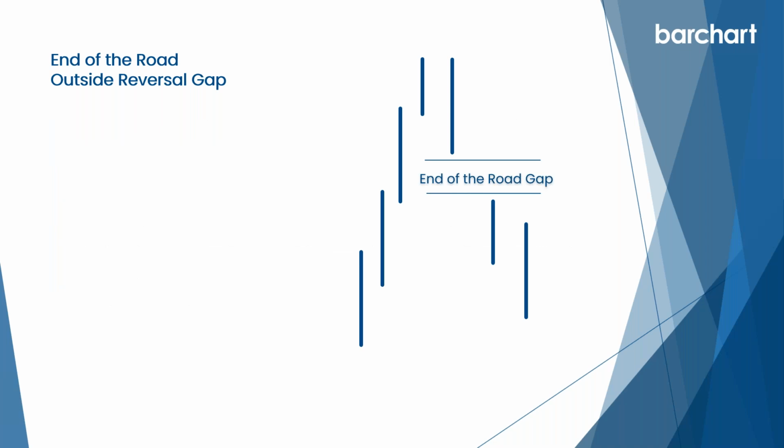So we're going to look at a very specific outside reversal gap, which is called the end of the road gap. Now, when I was a kid, I remember Saturday morning cartoons. There was a cartoon called The Roadrunner and Coyote. I don't know if you're familiar with it. Maybe this is dating myself. But inevitably, the coyote would chase the roadrunner down a dusty road, only for the roadrunner to abruptly stop. And then when the dust settled, the coyote would realize that the roadrunner had run him off a cliff.